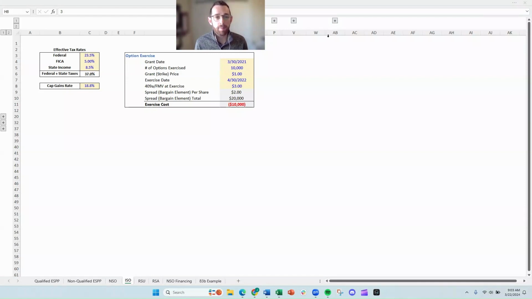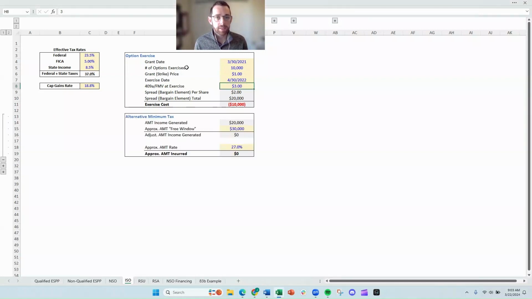AMT is one of the most complicated and confusing topics out there. But I think if you are to take away anything, it's that above a certain threshold, exercising ISOs in this bargain element could trigger AMT. It doesn't mean that it necessarily will, but it might. And I'm going to give you some examples of what that could look like.